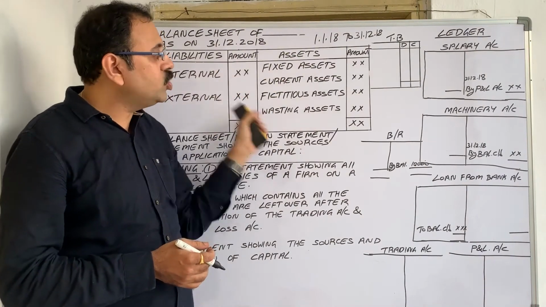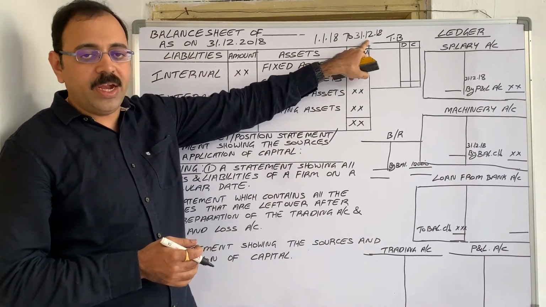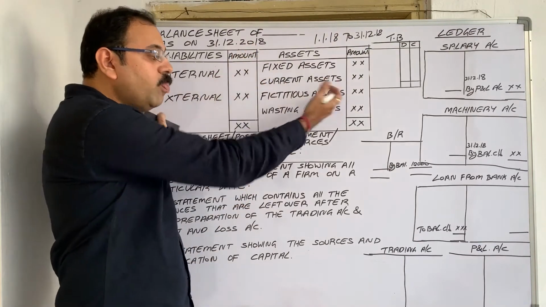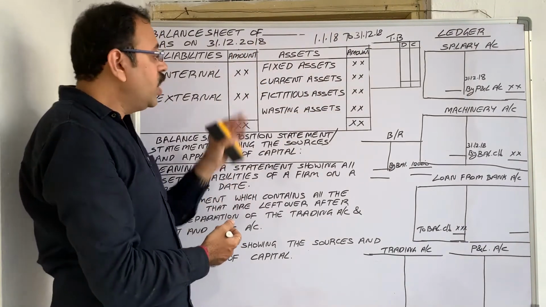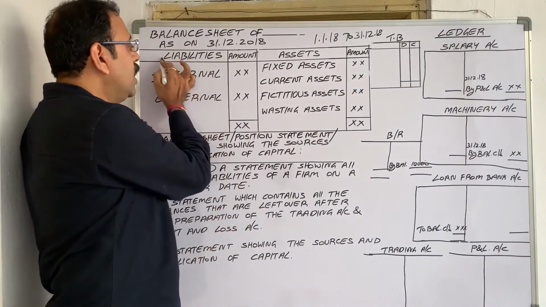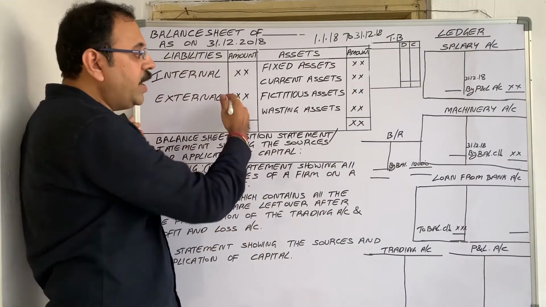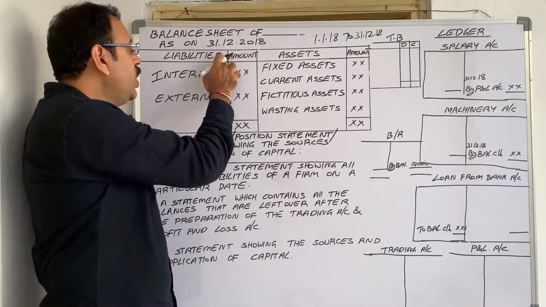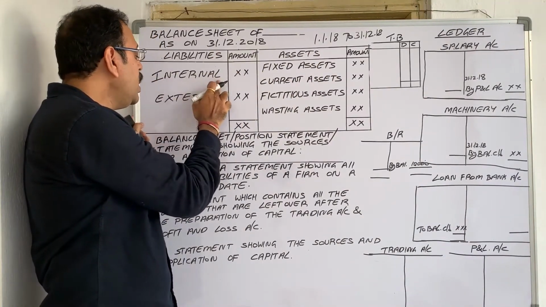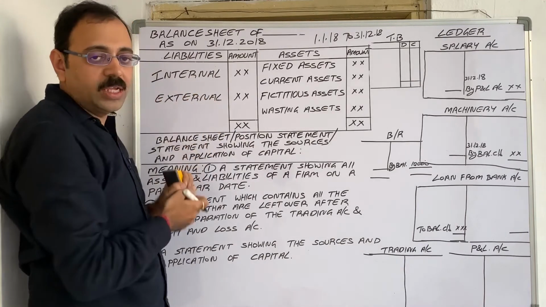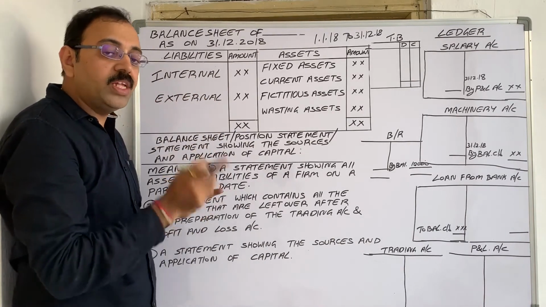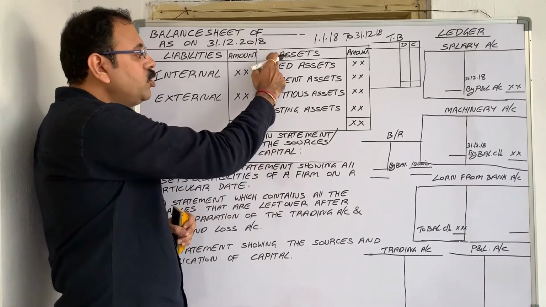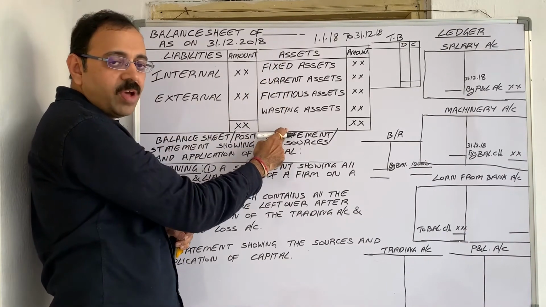So balance sheet also they prepare on that particular day. And balance sheet is divided into two parts. Now left portion is known as liabilities and right portion is called assets. In liabilities we have to show internal and external liabilities, nothing but fixed liabilities and current liabilities. On asset side we have to show various types of assets one by one.